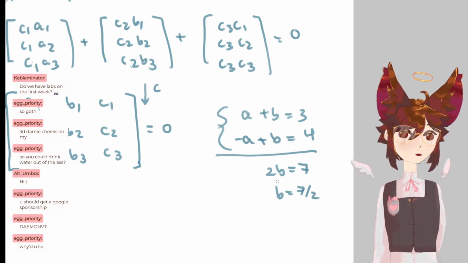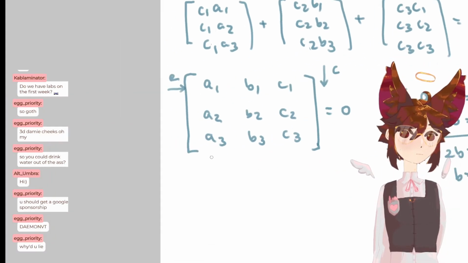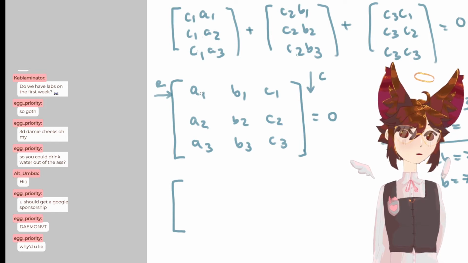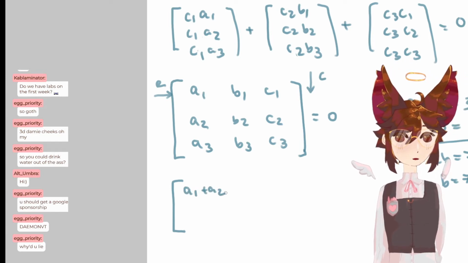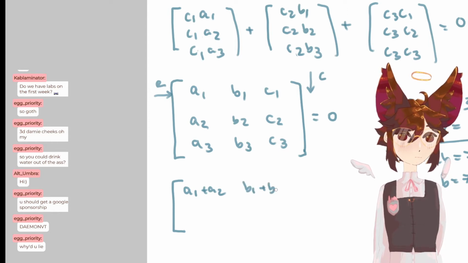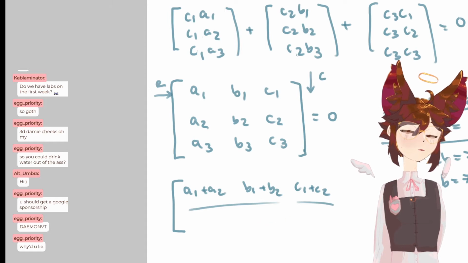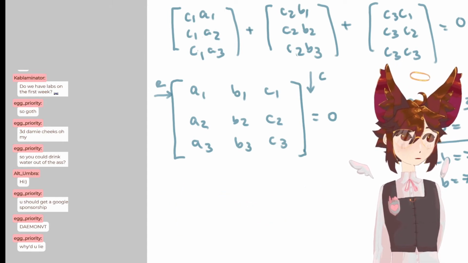But when you're doing it in a matrix, if we wanted to add two things together, we would say row 1 plus row 2. We could say A1 plus A2, B1 plus B2, C1 plus C2, and then we would keep row 2 and 3 the same. So we can add rows together.